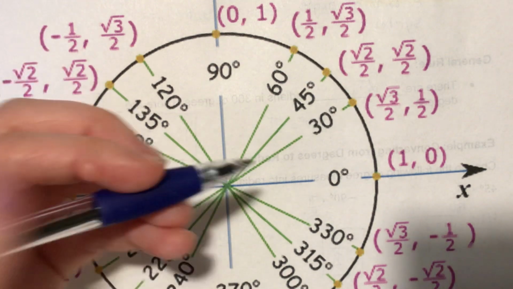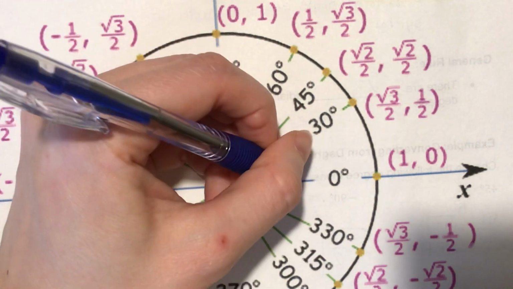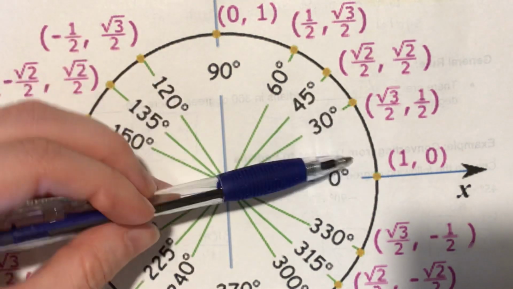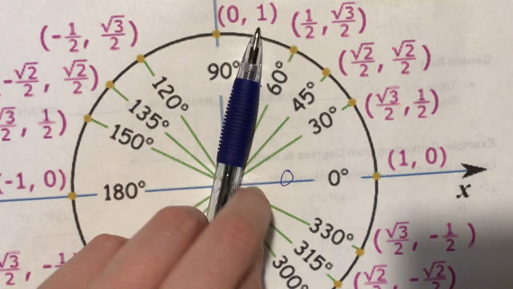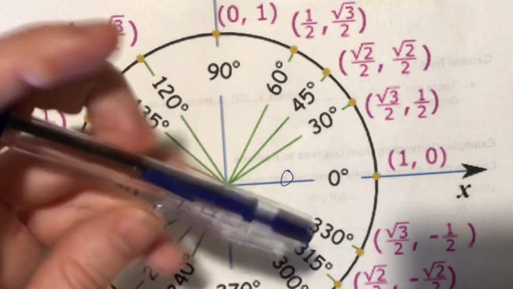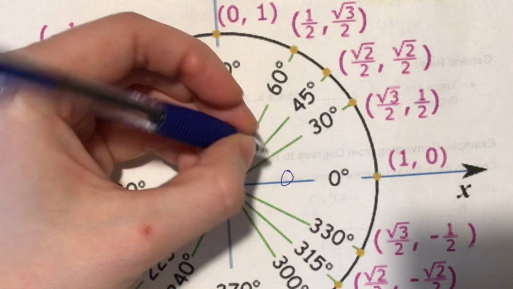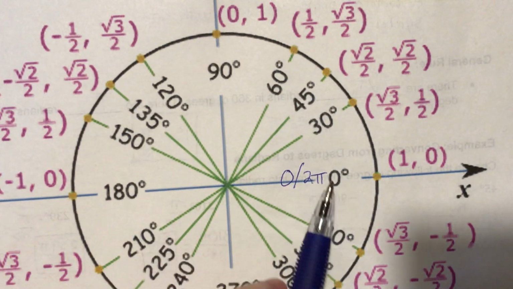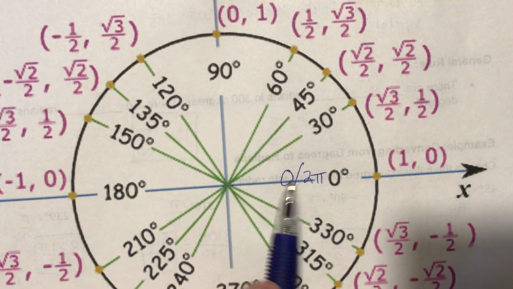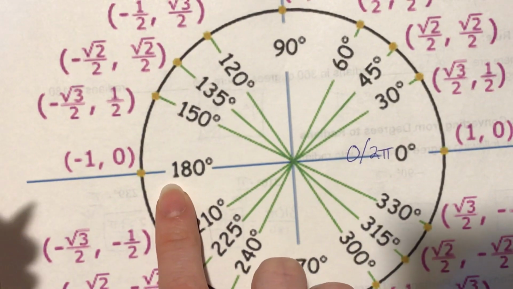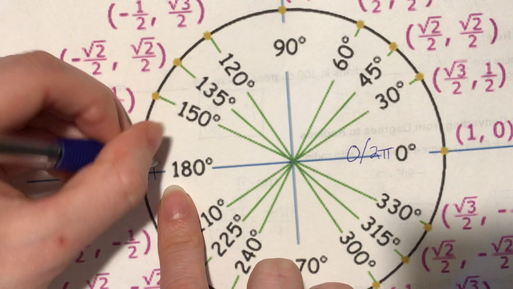So we can start here. 0 degrees is the same as 0 radians, right? 0 degrees and 0 radians are the same. And we also said that this line, 0 degrees, is the equivalent of 360 degrees, going all the way around. 360 degrees is the equivalent of 2 pi radians. So this line is either 0 radians or 2 pi radians. We also talked about how 180 is going to be just pi radians.